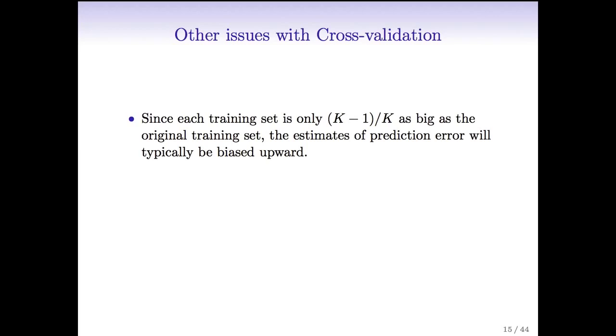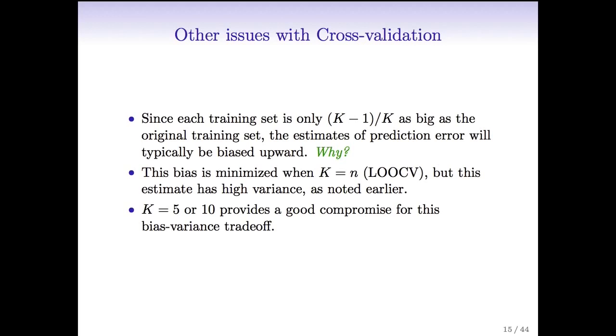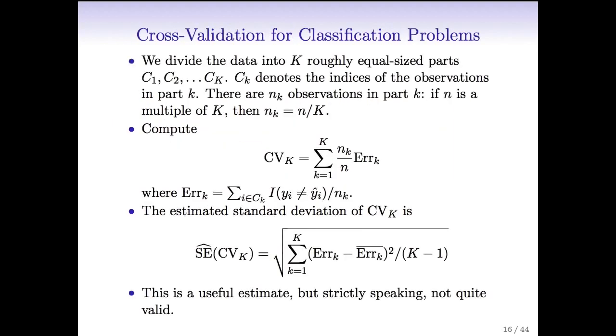One issue with cross-validation is that since the training set is not as big as the original training set, the estimate of prediction error will be biased up a little bit, because we have less data to work with. Leave one out cross-validation has smaller bias in this sense, because the training set is almost the same size as the original set. But on the other hand, it has higher variance, because the training sets it uses are almost the same as the original set; they only differ by one observation. So k equals 5 or 10-fold is a good compromise for this bias-variance trade-off.